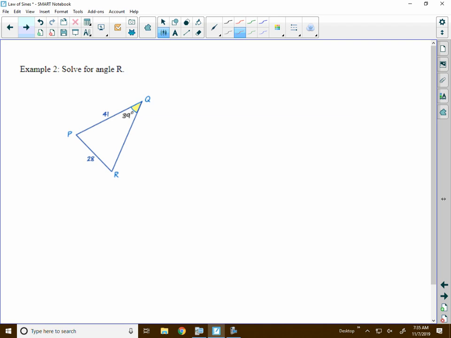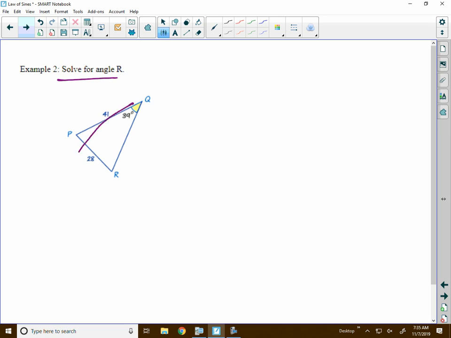All right, let's do another one. Okay, so in this case, can you tell what you're going to be solving for? Oh, I guess I already said that. Never mind. All right, I'll just do that. Solve for angle R.